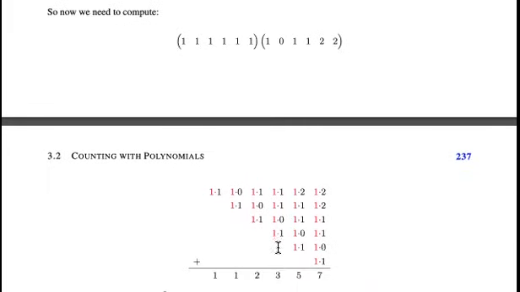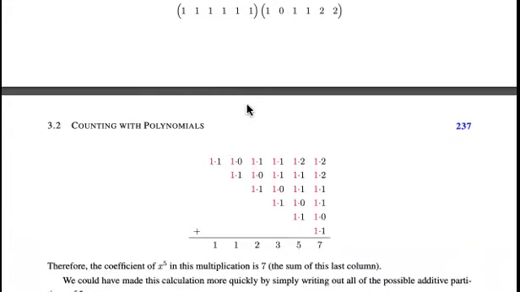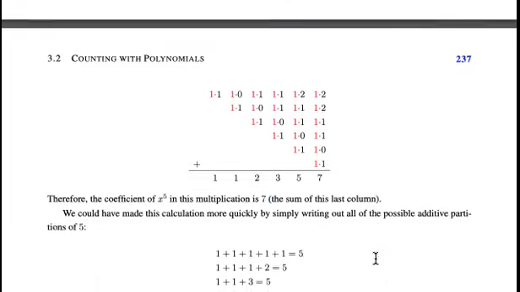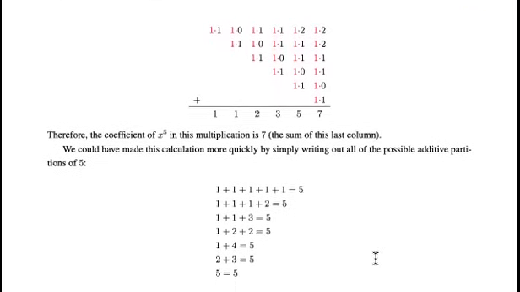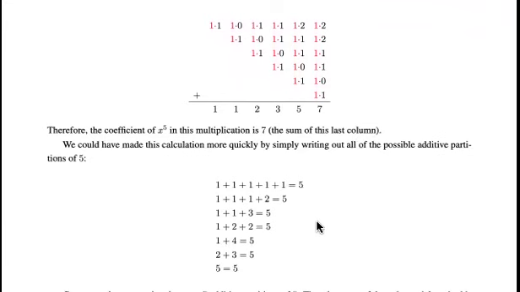Now in this one, the way we've written it out this time, multiplication is commutative, so it doesn't matter which order you do this in. Here we have the ones listed out this way. Basically we're just taking shifts of this over and then adding down. We really only need to add in this column where we have x to the fifth, which we get as 7. So there are only 7 additive partitions. In fact, this is all of them.